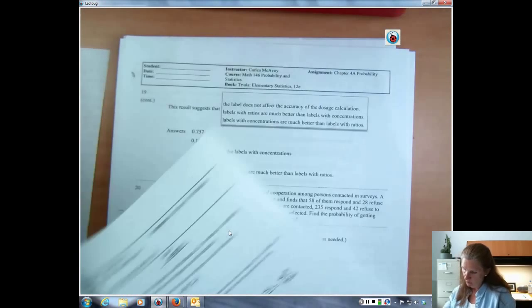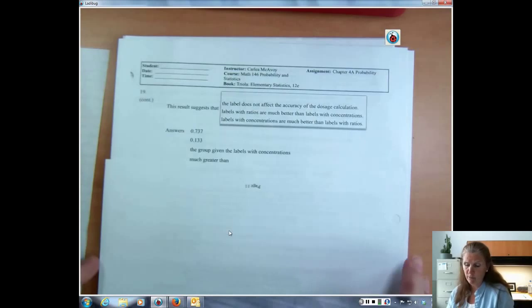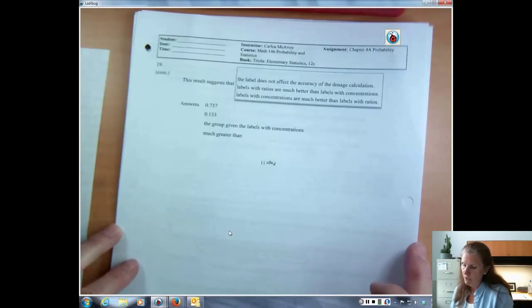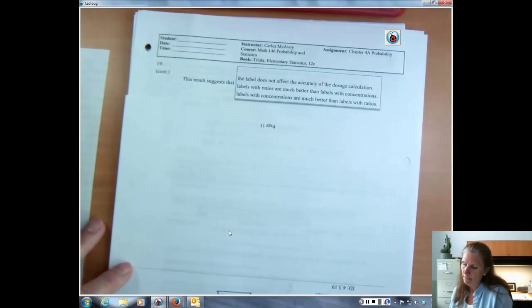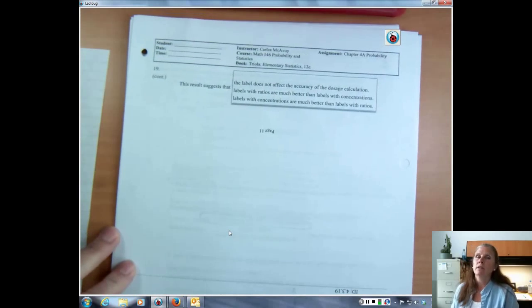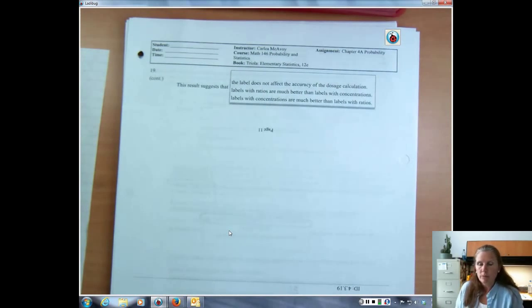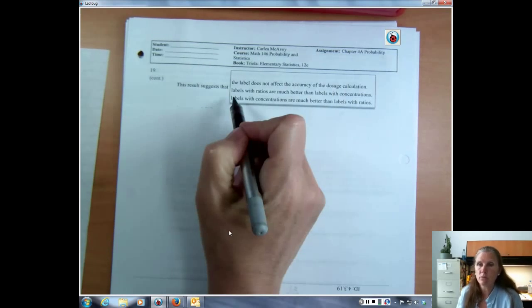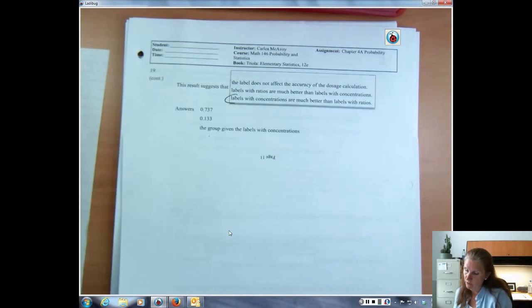Most of us do, not that they died from it, not everybody dies, but what I'm saying is it happens and people get sick or whatever from it. Okay, the results suggest that the label does not affect it. The labels with ratios are better than the concentrations. Well, that's pretty obvious. You want ones that give people the right answer. Okay.